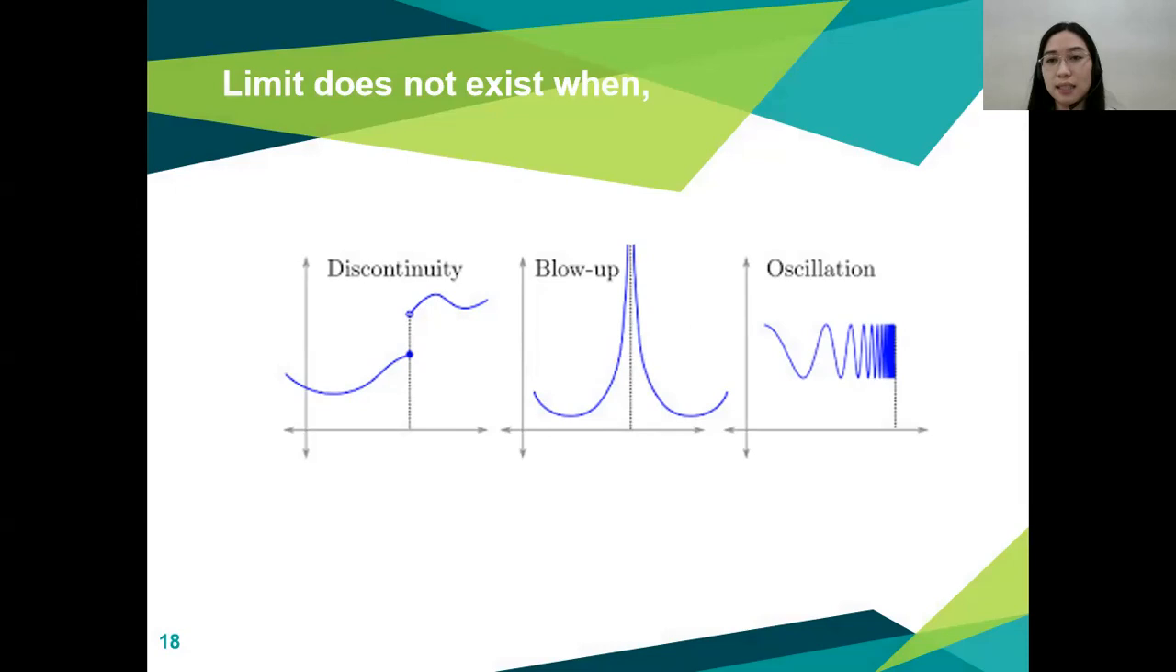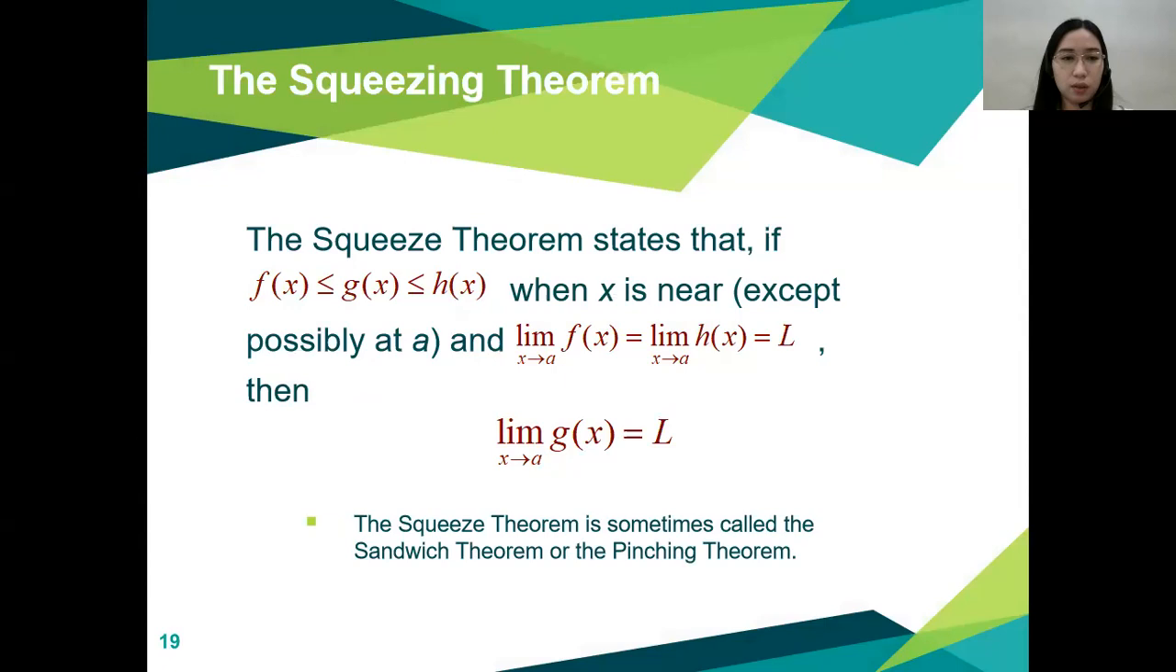So, next is the squeeze theorem. The squeeze theorem states that if f of x is lesser than or equal to g of x, which is lesser than or equal to h of x, when x is near a, except possibly at a, of course, not touching a, and the limit of f of x as x approaches a is equal to the limit of h of x as x approaches a is equal to L, then, so property ni siya, class, no?